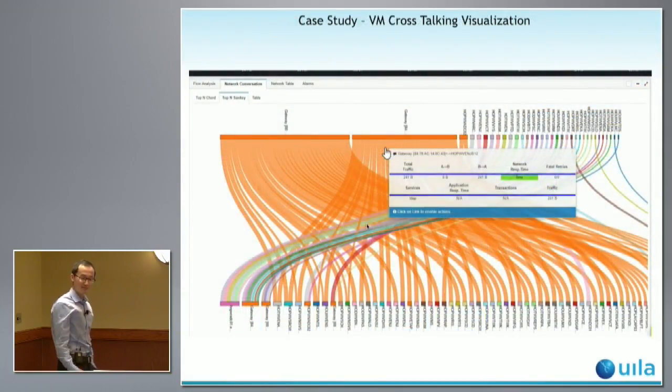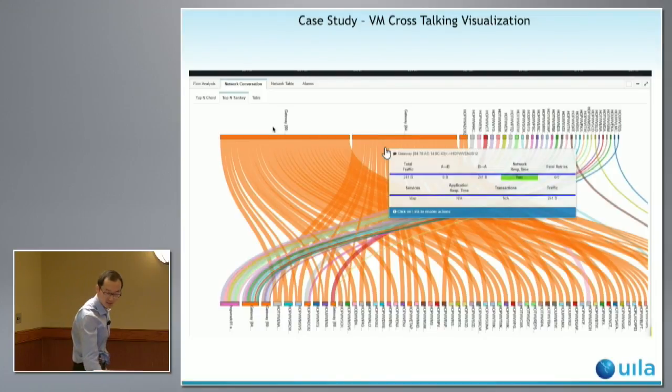Another slide is also from the same customer. I haven't touched this one during our live demo, but our picture looks almost the same as this one. Basically, this is the way we illustrate the VM cross-talking. Who's talking to whom? On the first row, each VM or device lights up as a bar.